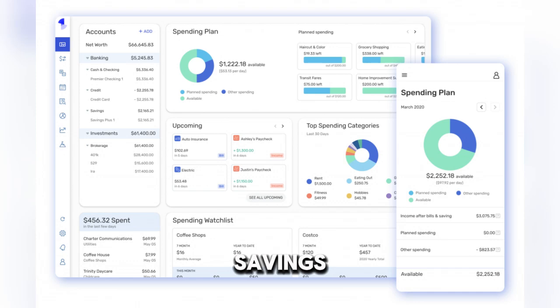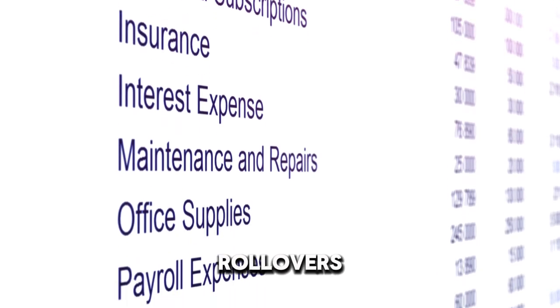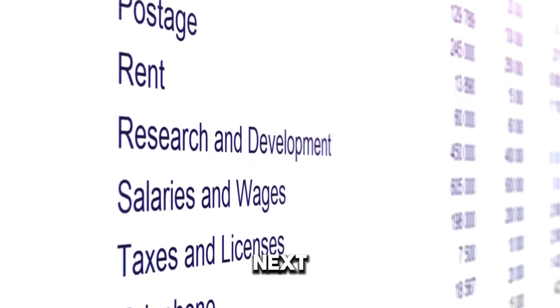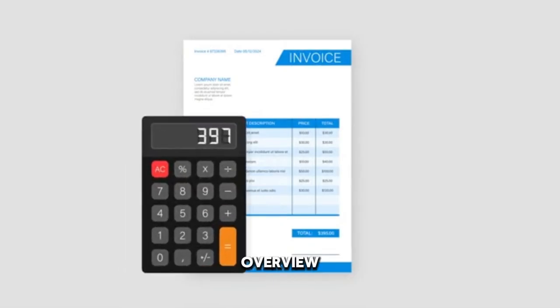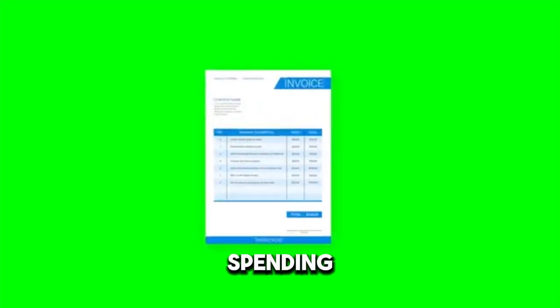Include savings goals contributions. Customize and review. Adjust for one-time items or rollovers. Leftover funds carry to next month. View the overview. Income minus essentials shows leftover for flexible spending.